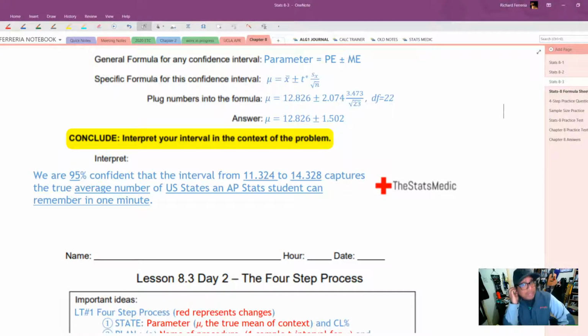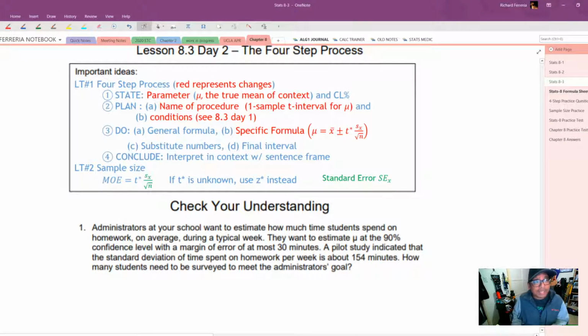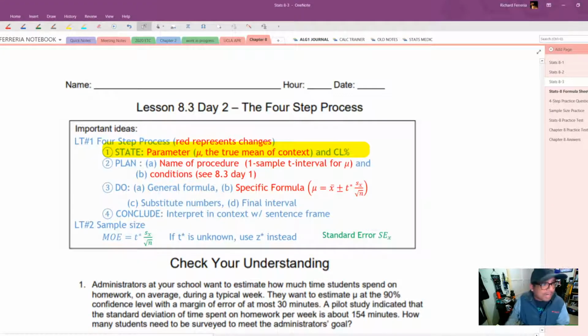So a lot in common with the 4-step plan as it relates to proportions, isn't it? So much in common. Our important ideas, in fact, are almost exactly like the important ideas that we did for the 4-step process as it related to proportions. So we've got state, the parameter. This is different, it's mu, and it's the true mean of whatever the context is, and the confidence level. Things that I've done in red are going to be changes or where this is different from the 4-step plan as it related to proportions.